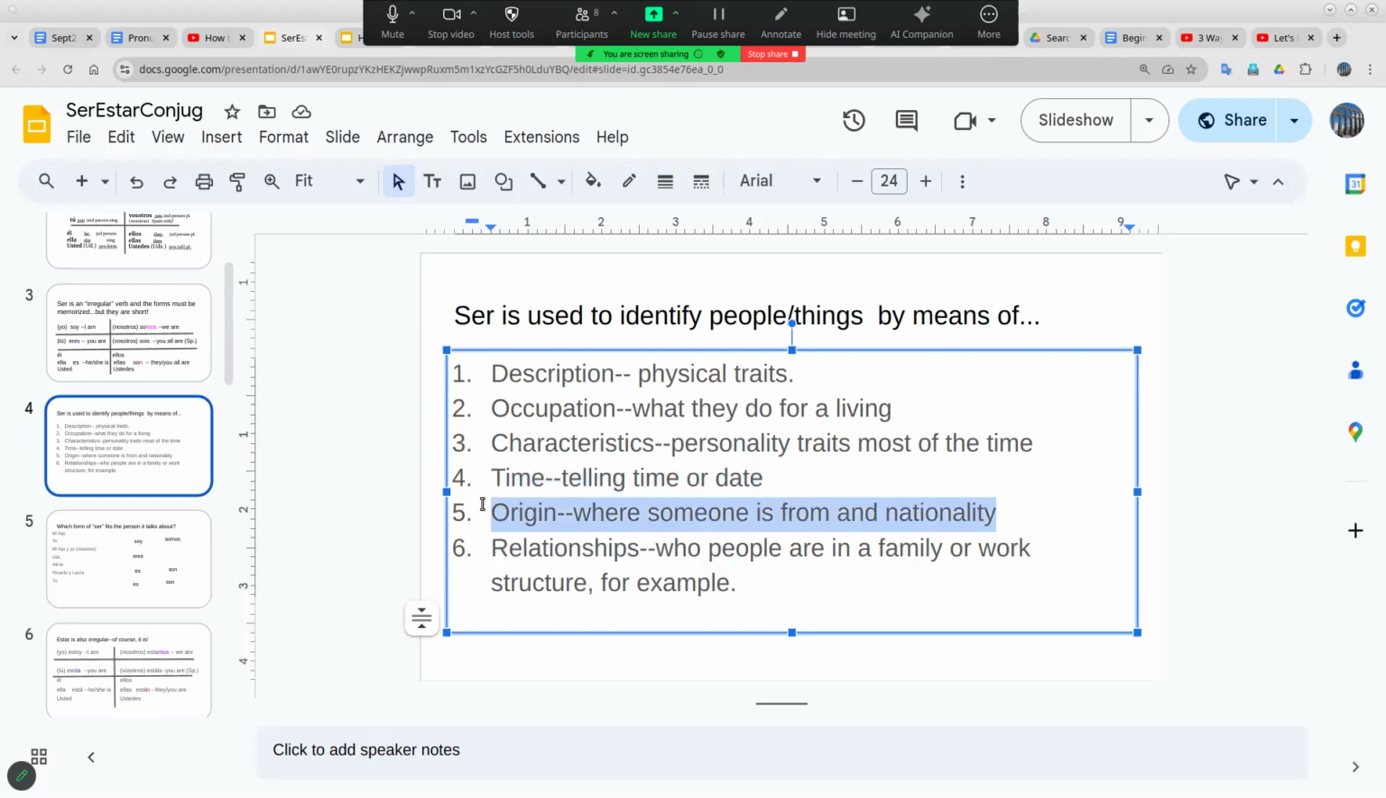Origin, meaning where somebody is from, right? And relationships, who people are in a family or work structure, for example, relationships between people. So that doctor idea helps people who like to memorize the rules. But we're going to see lots of examples, because that helps more than memorizing a lot of rules for now.